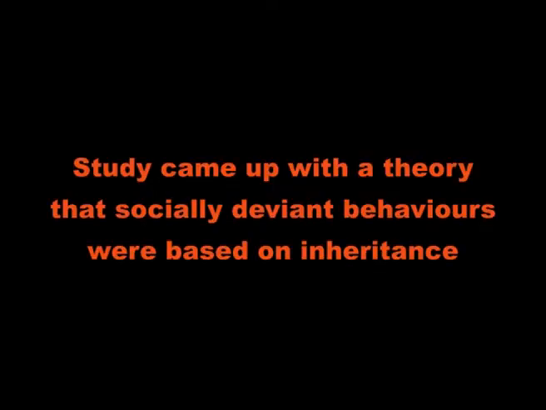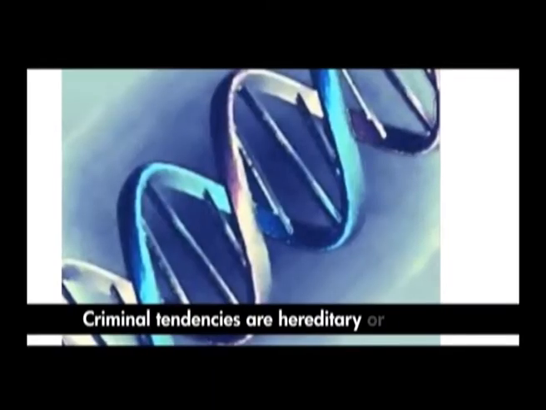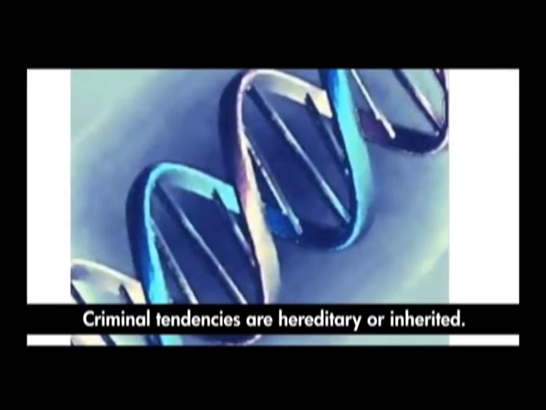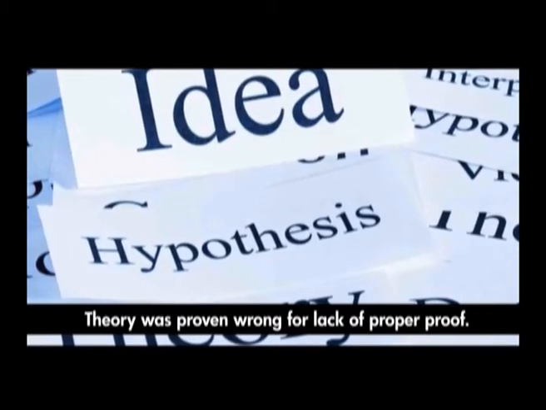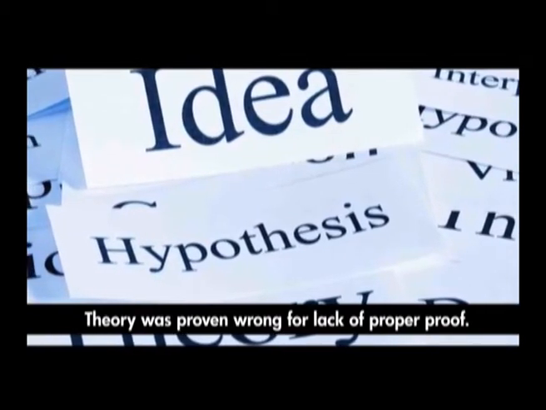It was found from the study that many inmates displayed certain deviation in terms of shape, physical features, and so on. This study thus came up with the theory that socially deviant behaviors were based on inheritance. Some of the criminal tendencies are often hereditary or inherited. But this theory was proven wrong for its lack of proper evidence or proof.